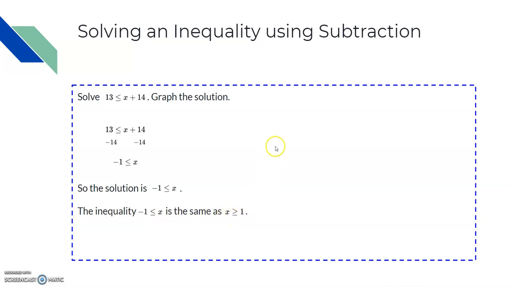Alright, now graphing. There's a line underneath, so it's a closed circle, and it's a solution. And the sign is facing this way, so it goes this way.